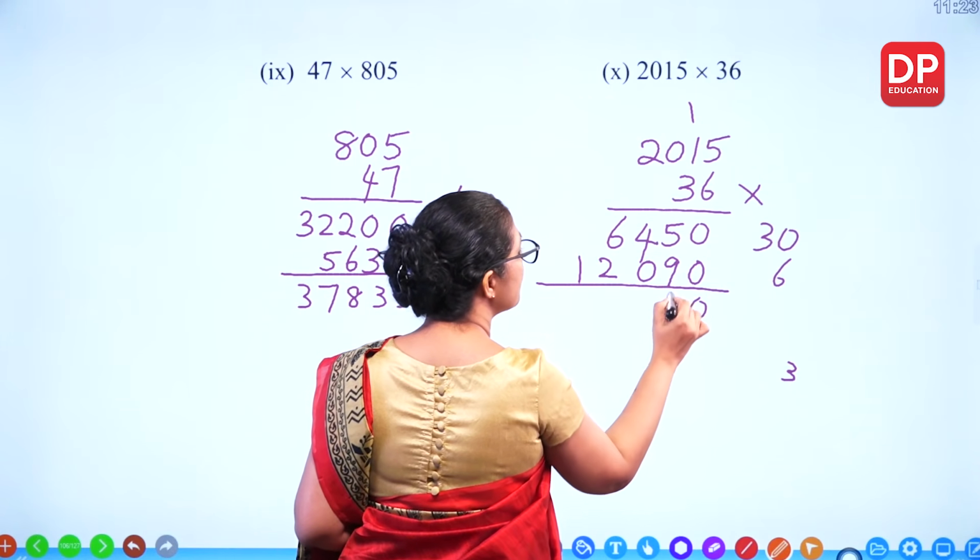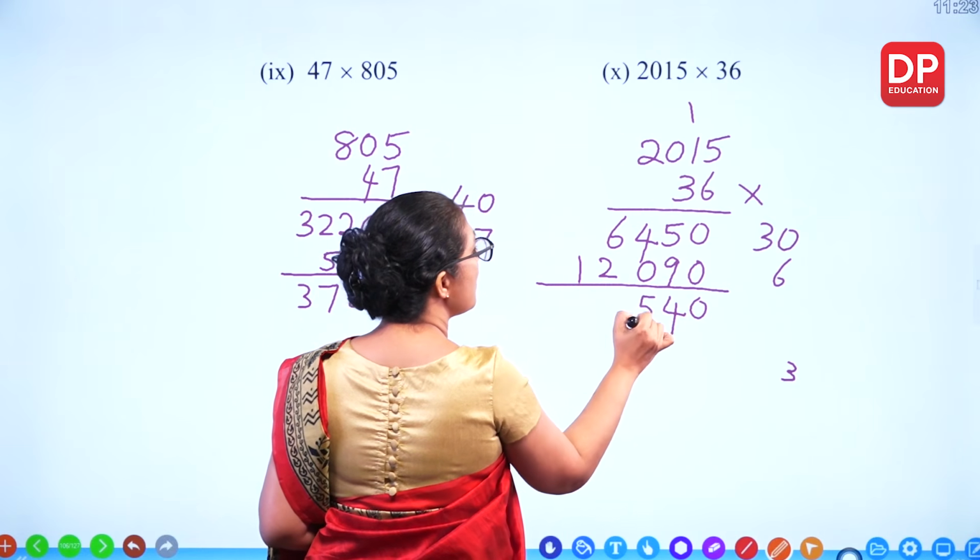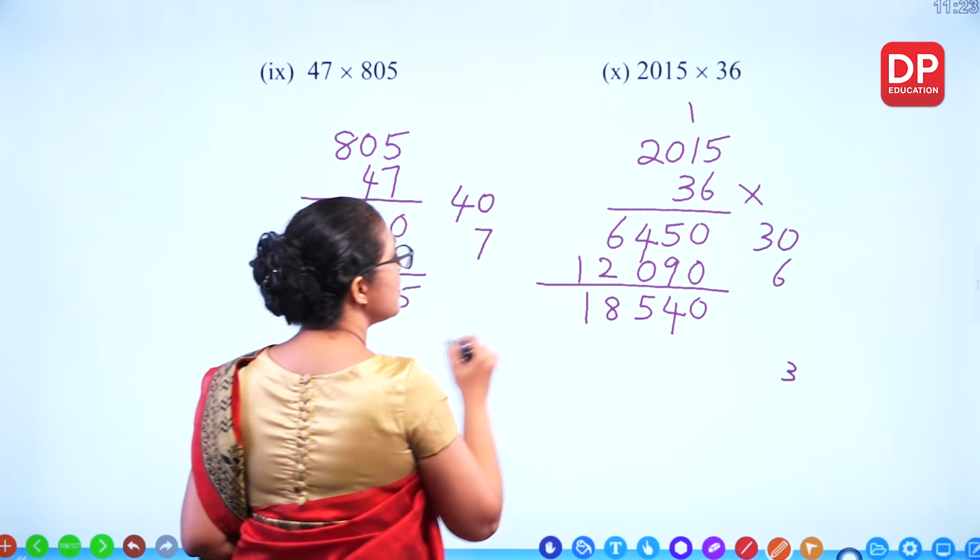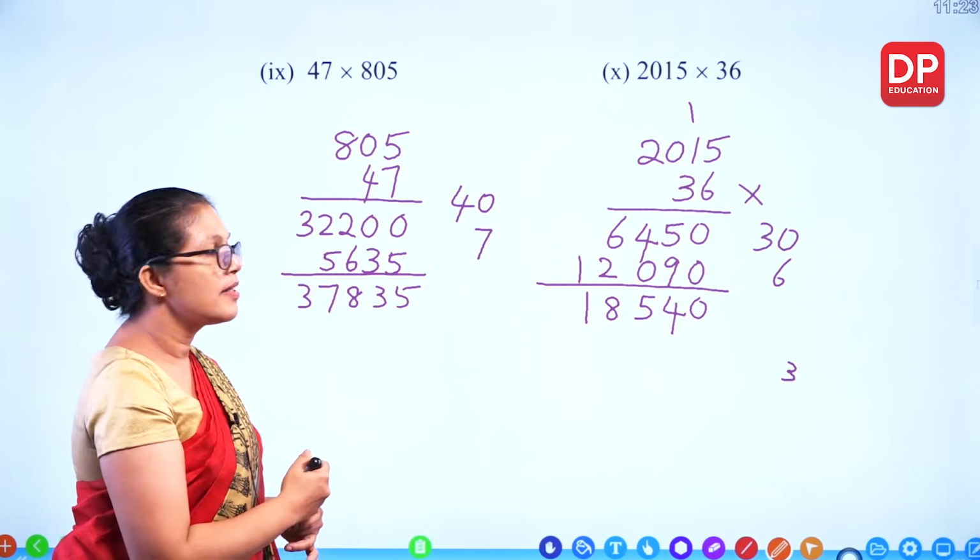When you add it, you get 5 here, 8, 1. 18,540.